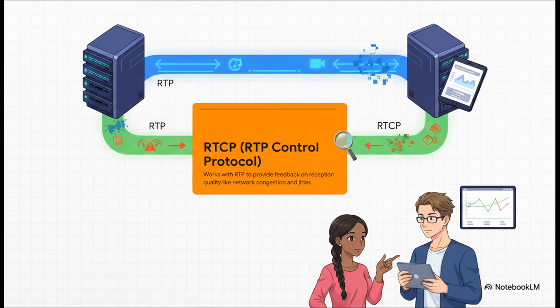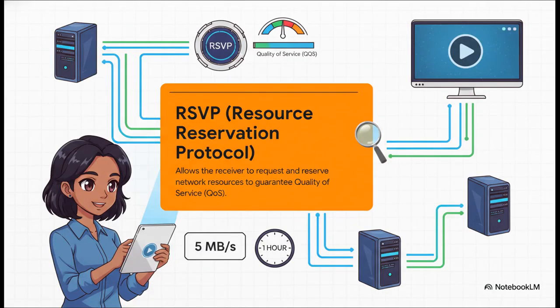We're talking things like packet loss, jitter, and delay. This data is absolutely vital for adapting the stream on the fly. And finally, in some networks where we have a bit more control, we can use something called RSVP.